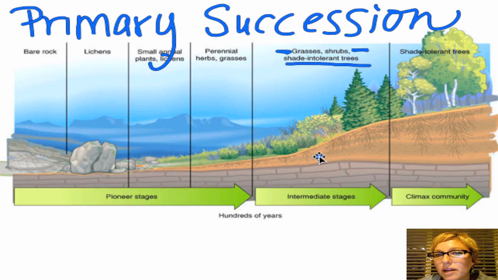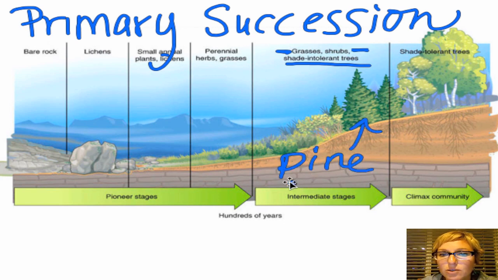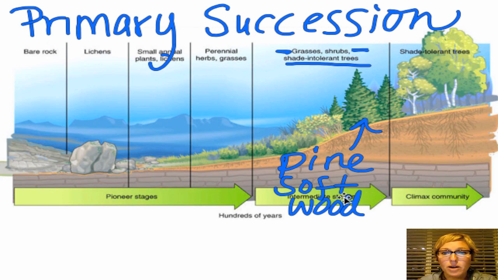Well, when you think about it, if you're going to start to get trees, they're going to be kind of huddled together, so they're going to be competing for sunlight. So when we talk about shade-tolerant trees, they're trees that are able to live close to each other. And typically what we see in this intermediate stage are pine-type trees. So these are softwoods. They're quick growing. And they are part of the intermediate stage of primary succession.